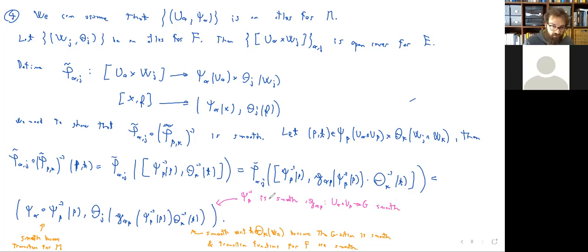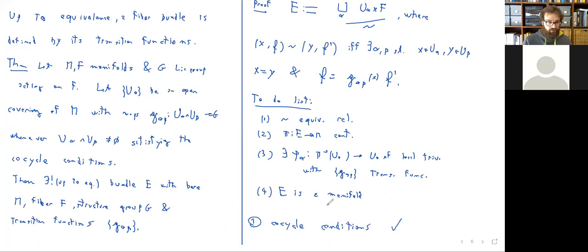You take p, you apply something smooth to it, and then you apply again something smooth to it. So this is indeed also smooth in p. And as we said, this action, the smooth map with respect to p, acts smoothly on something which depends smoothly with respect to t. And everything works just fine. So this produces our unique equivalence bundle with this given transition function.